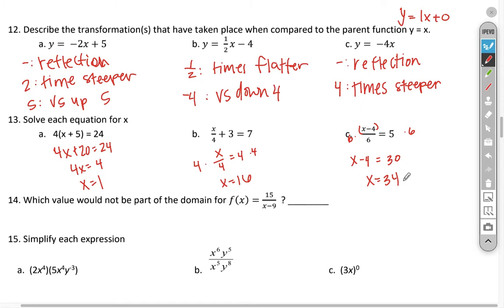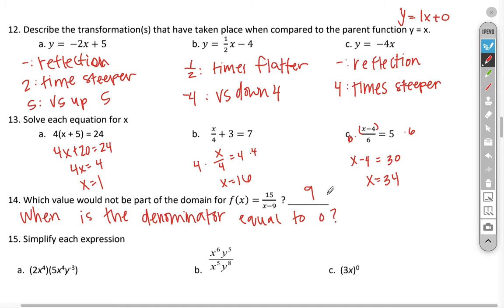Number 14 says, which value would not be a part of the domain for f of x equals 15 over x minus 9? So what this is saying is, when is the denominator, which means the bottom, hopefully we know that, equal to 0, right? So if we have -9, what would make that 0 on the bottom? Well, 9 minus 9 is going to equal 0, right? So the answer is 9.